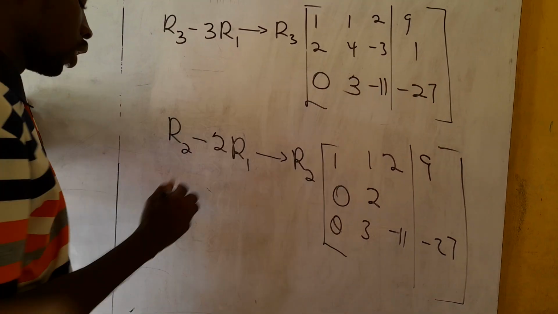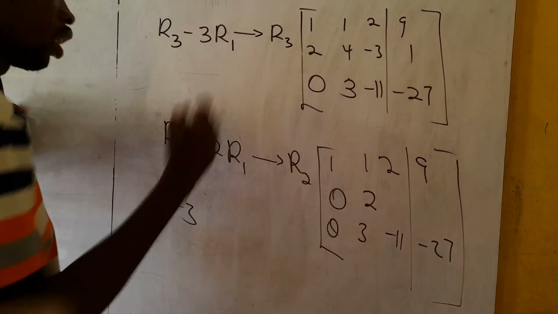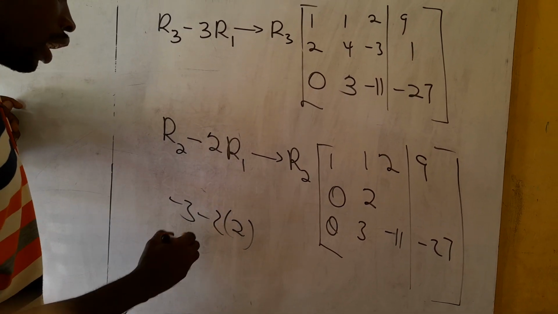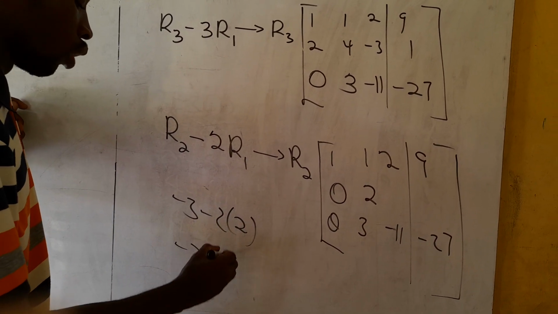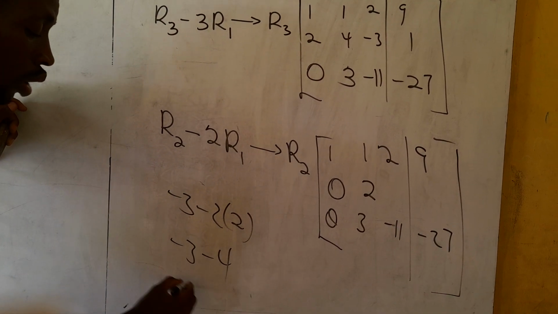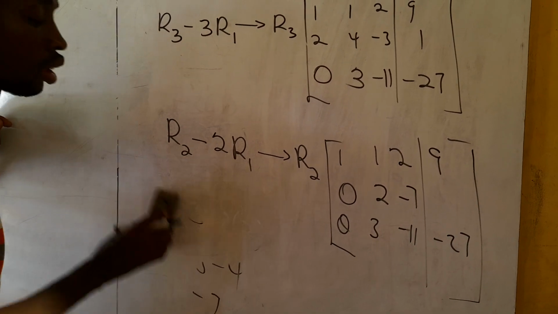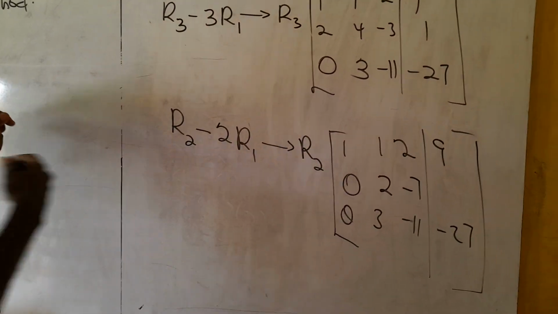So our R2 is negative 3. Minus 2 times R1 there, which is 2. Negative 3, 2 times 2 will be 4. Negative 3 minus 4 will be negative 7. So I'll write my negative 7 there. The next one is this and this.